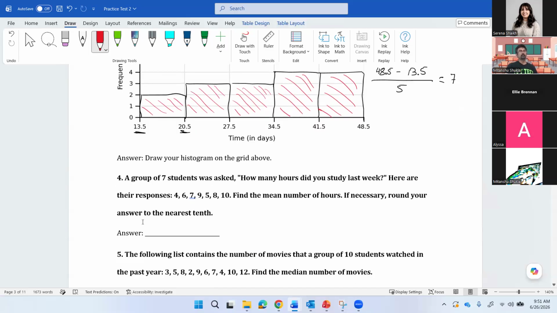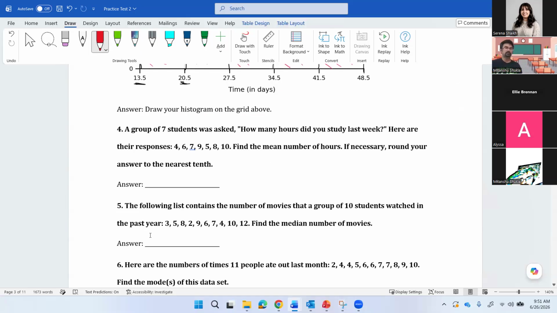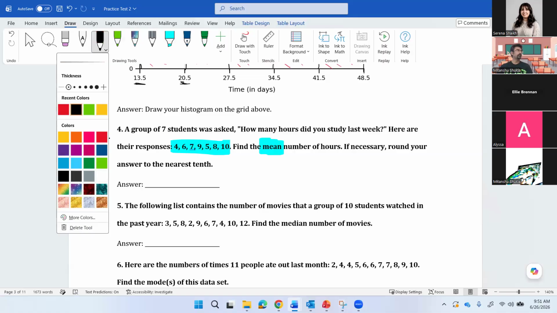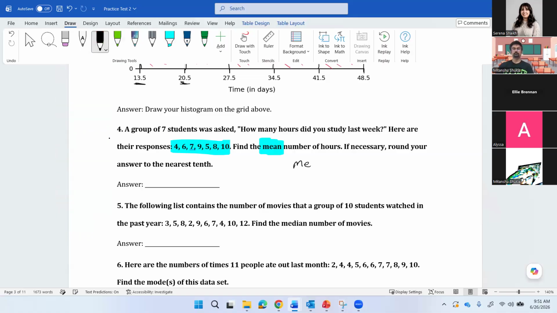Okay. Yep. All right. So, number four, a group of 7 students was asked, how many hours did you study last week? Here are their responses. So this set of numbers is what we care about. It's saying find the mean number of hours. How do I find mean, guys? Add them all together and divide. Very good. We're going to add everything. And what are we going to divide by, Alyssa? The amount of numbers there are. Good. Divide by the number of numbers.